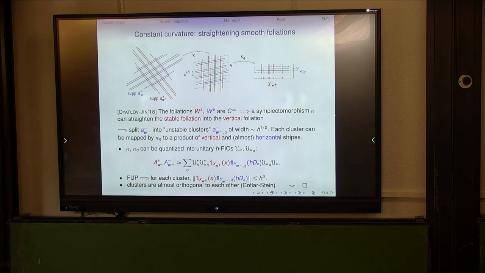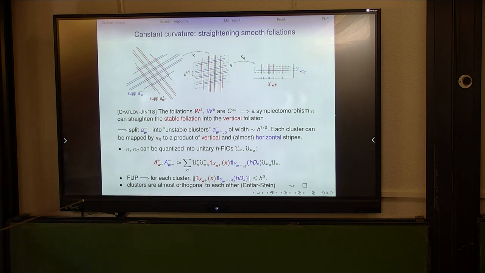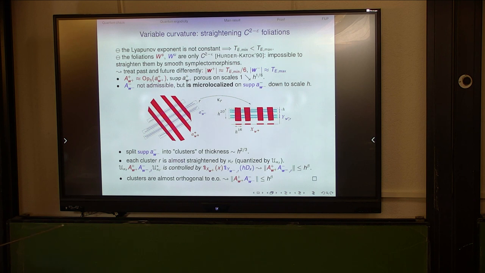Okay, so it's much better than just using the triangle inequality, of course. So we have to argue that these are essentially orthogonal to each other. And just finishing, because I'm late, by the differences one has to make when you are in non-constant curvature. So there are several problems which have to be tackled.